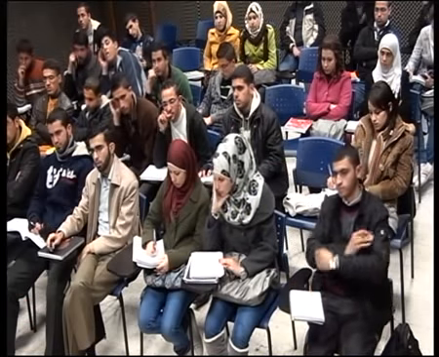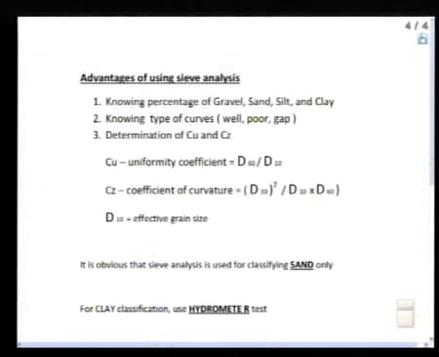Now, we go back to the same page. What else can we get from the sieve analysis, from the particle size distribution curve? First, we will know gravel, sand, silt, and clay, right? Second, we will know poorly graded or gap graded just by a look. Third, we will know CU and CZ. These are two parameters. What are they?